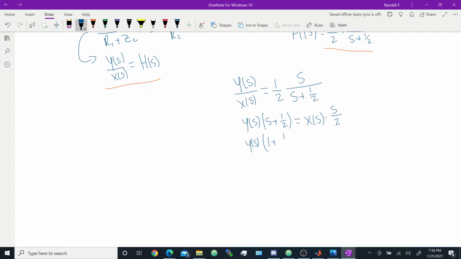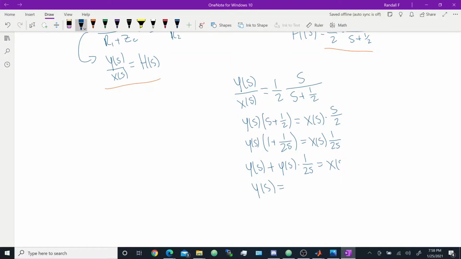So now, what I want to do is get our output by itself, because if I were to FOIL this, so y of s times 1, and then y of s times 1 over 2s, the 1 over s creates basically a delay, and we don't want that. We don't want the delay in our answer, we want just the output in our answer. So let me finish writing this top part out.